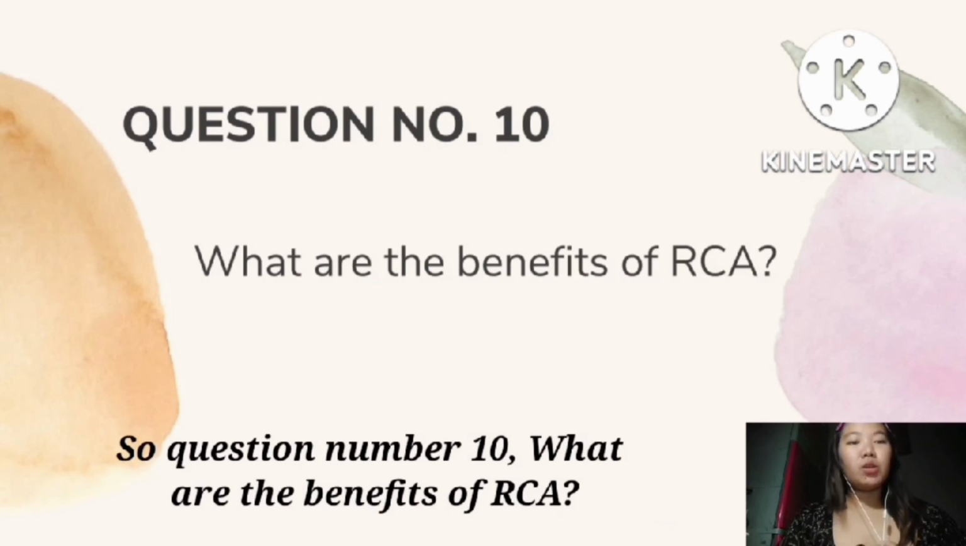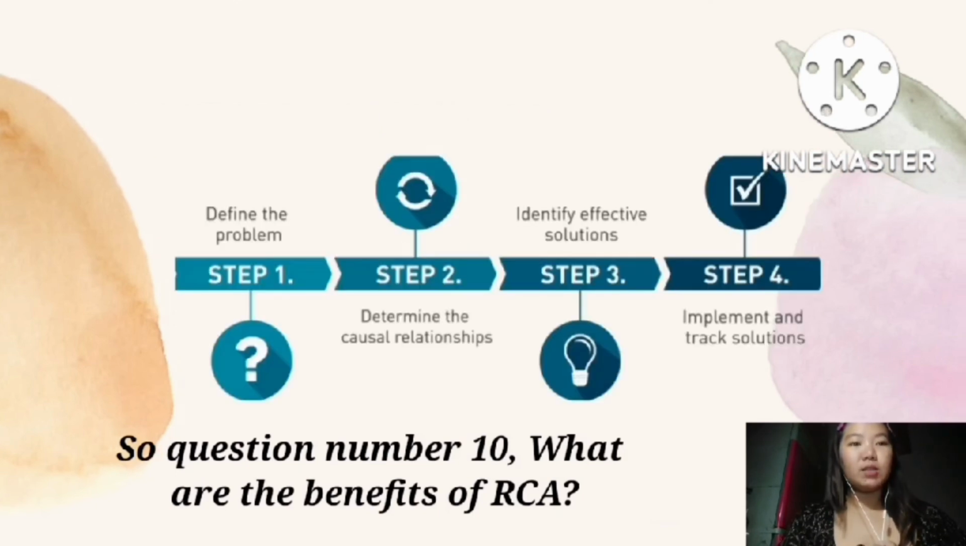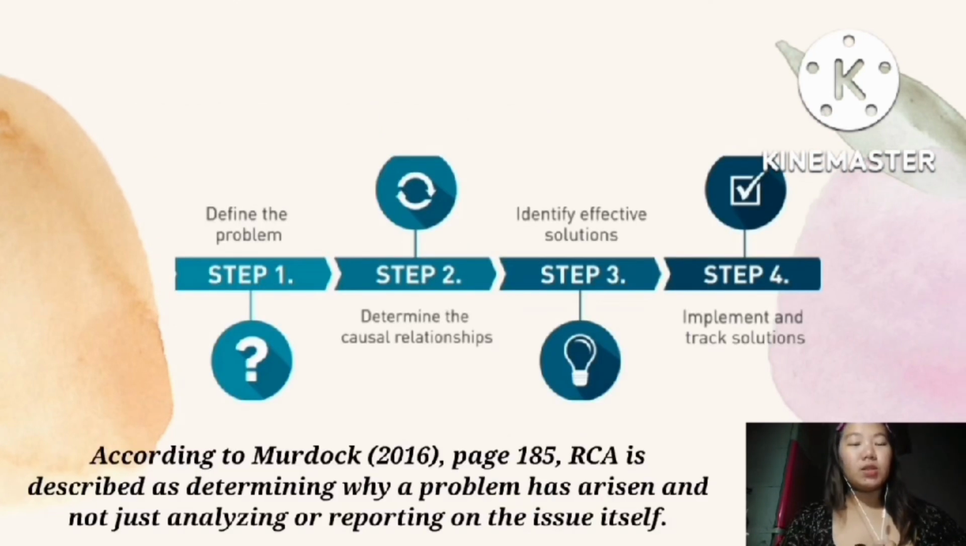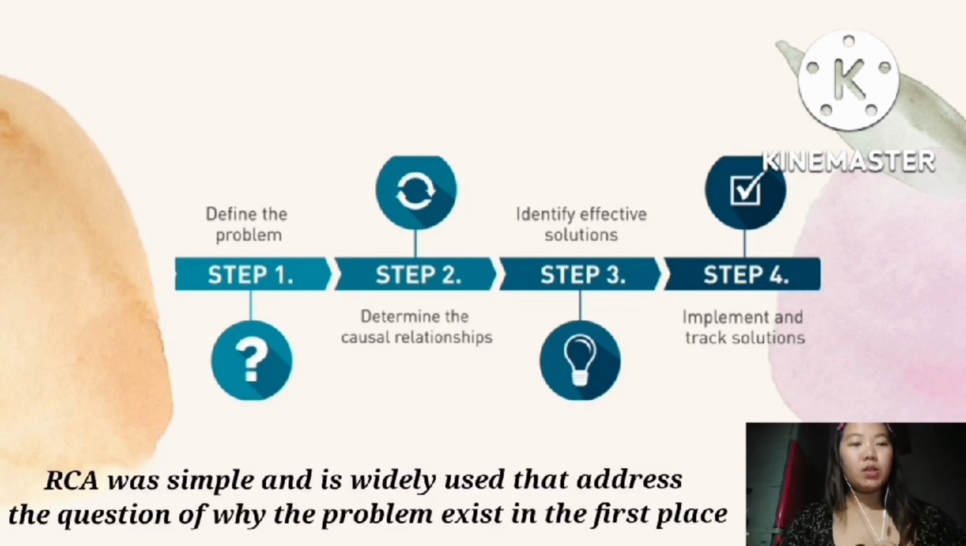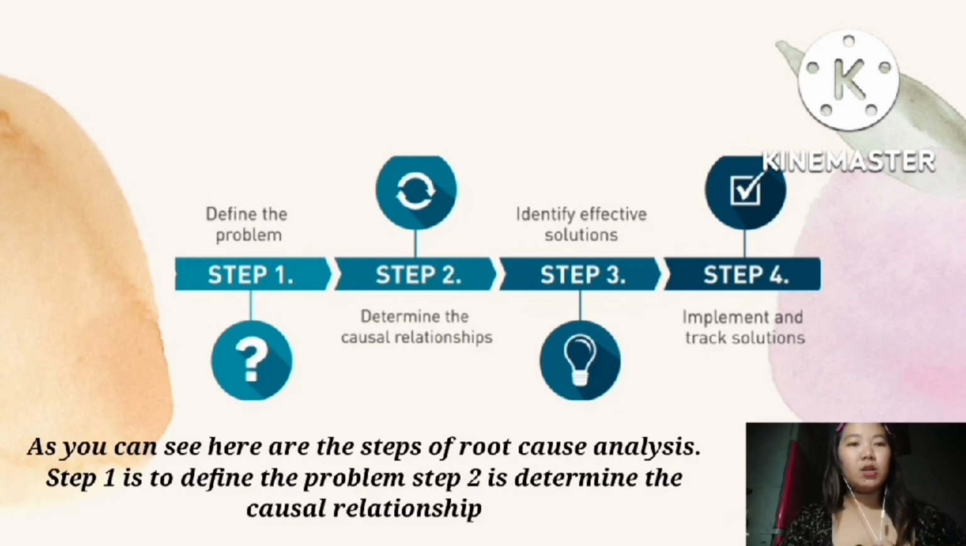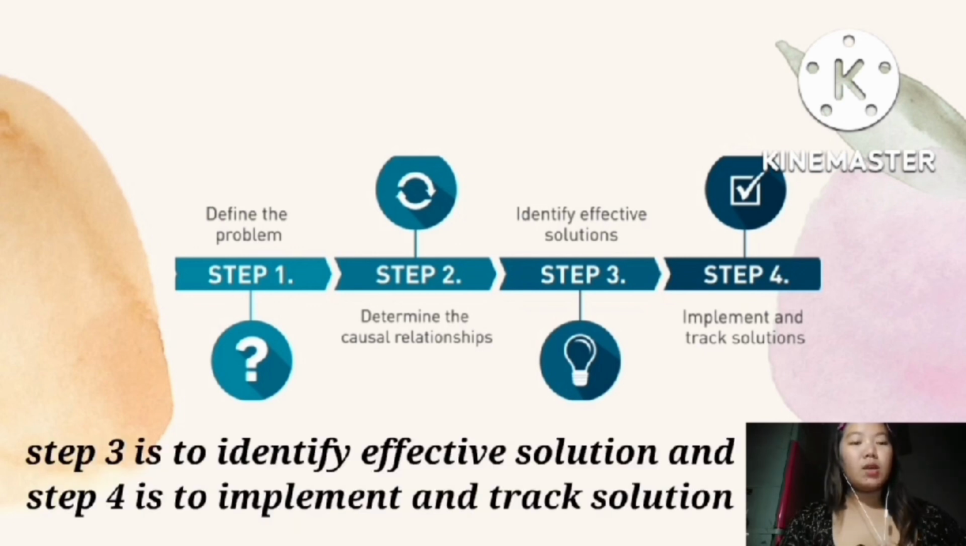So question number 10, what are the benefits of RCA, or root cause analysis? According to Murdoch, 2016, on page 185, root cause analysis is described as determining why a problem has arisen and not just analyzing or reporting on the issue itself. RCA is simple and widely used, and it addresses the question of why the problem exists in the first place. As you can see here are the steps of root cause analysis. Step 1 is to define the problem, step 2 is to determine the causal relationships, step 3 is to identify effective solutions, and step 4 is to implement and track solutions.